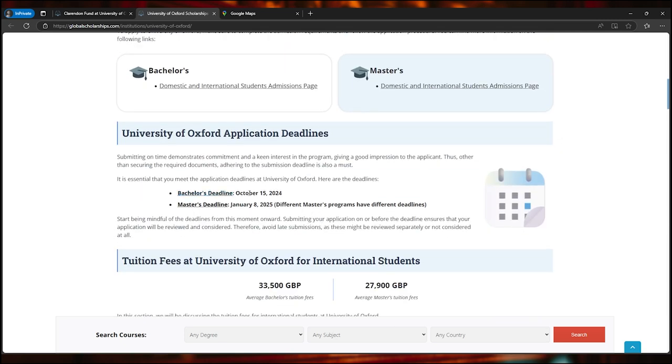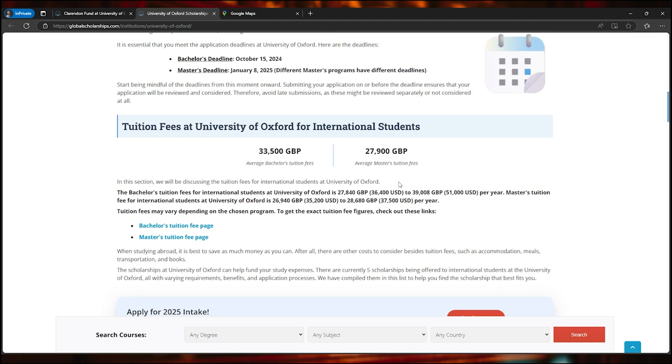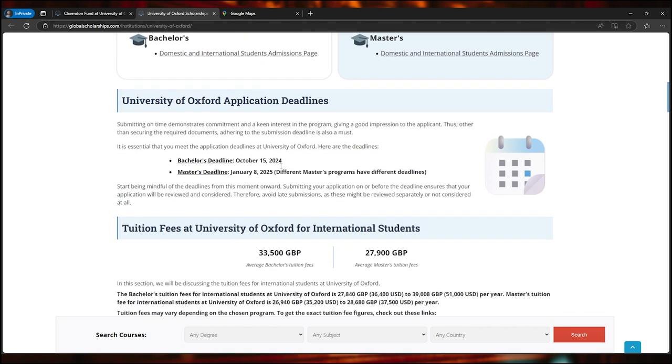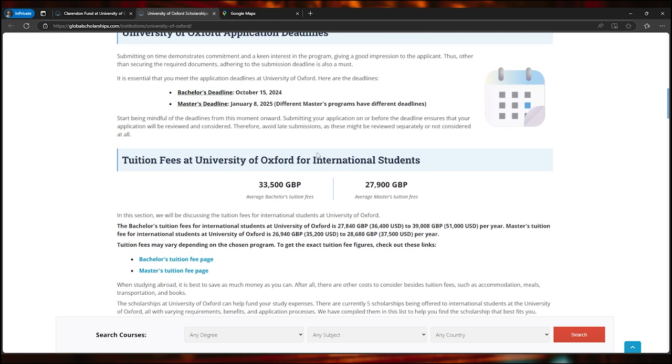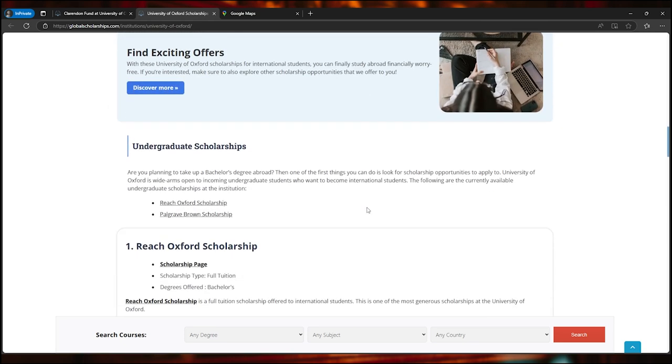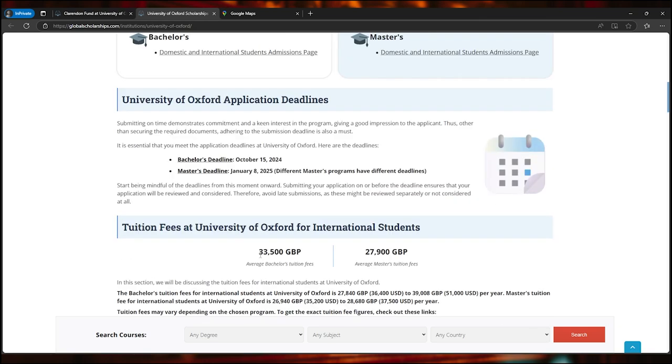We have the deadline here, and then the tuition fees are not extremely high for a university of this degree, one of the highest levels of education quality you can have. But again, $30,000 to $40,000 is quite high for the United Kingdom. That would be a little more than average, perhaps, in the United States, but for the United Kingdom, this is very high. So the scholarship covers all of this, obviously.